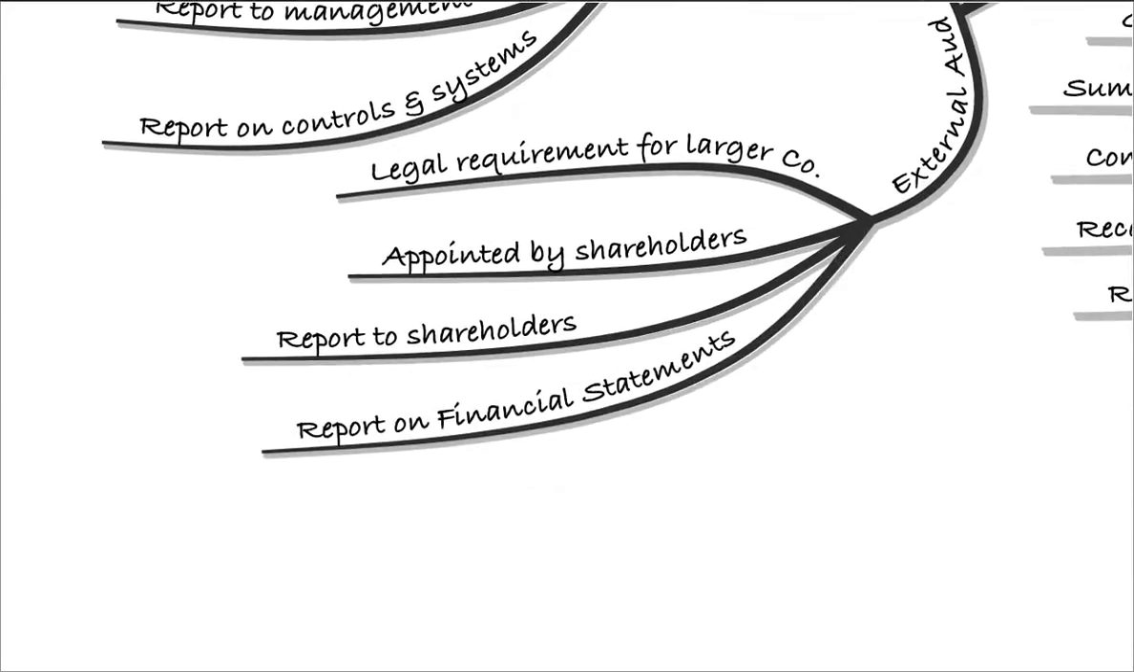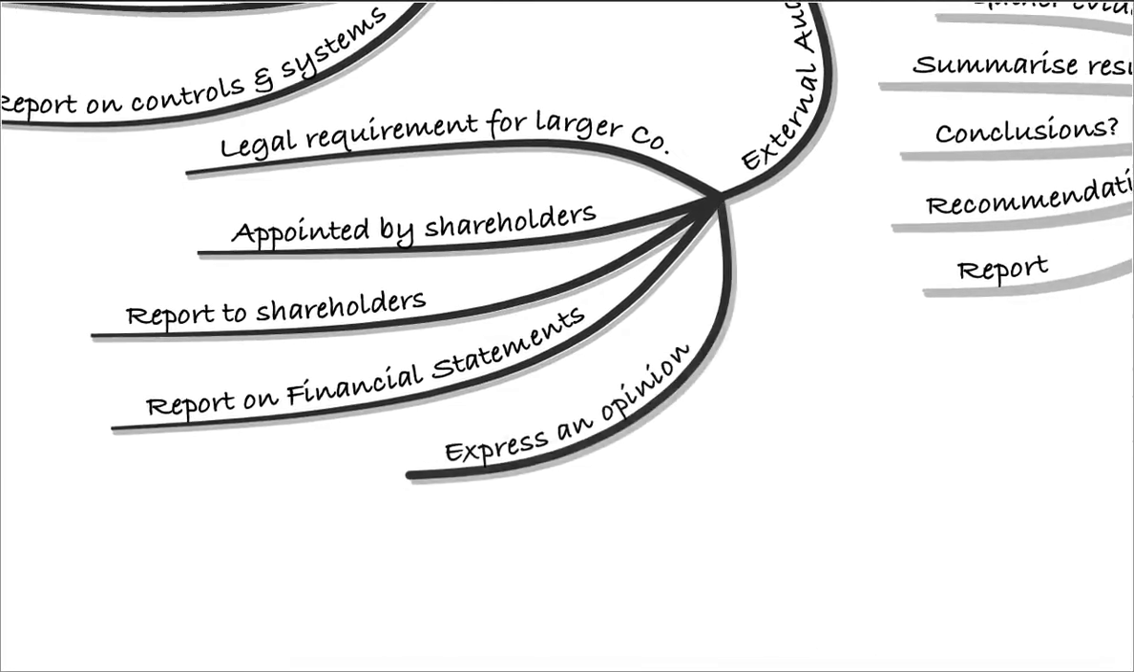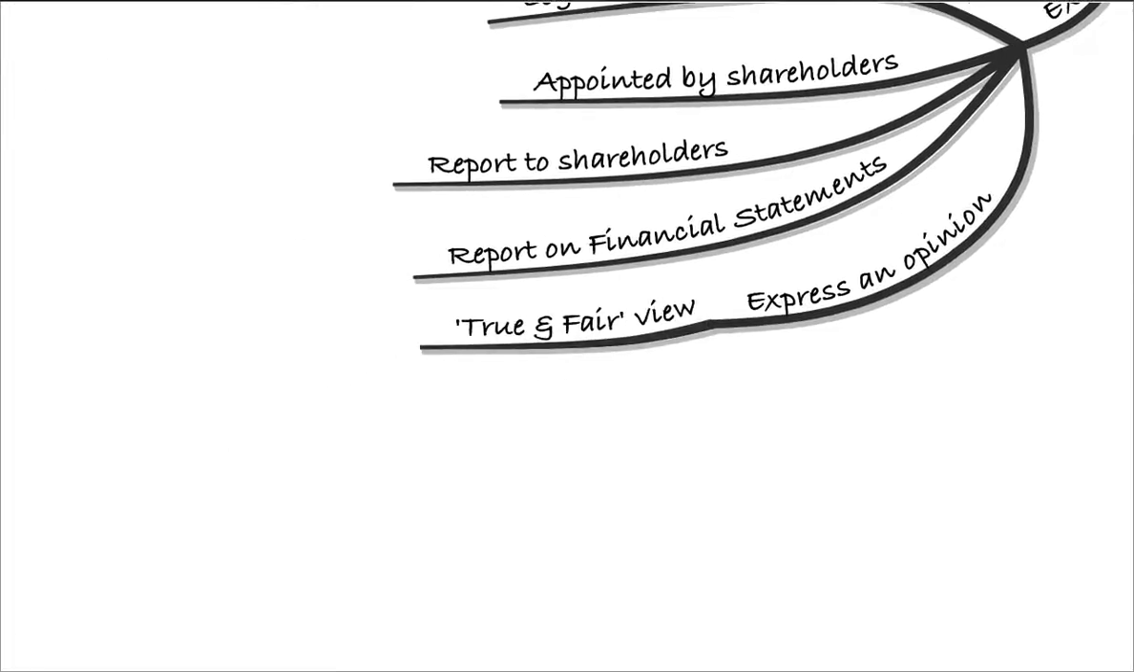The report provided by the external auditor, remember, is on the financial statements, the truth and fairness of those financial statements, whereas we've just said internal audit report on the controls and systems within the organisation. Lastly, external audit express an opinion, and that opinion, as we've said, is on the truth and fairness of the financial statements, unlike that report provided by internal audit on the controls and systems in the organisation.